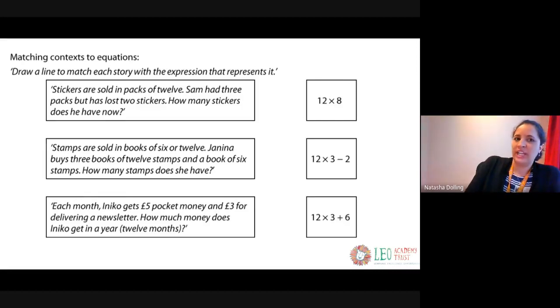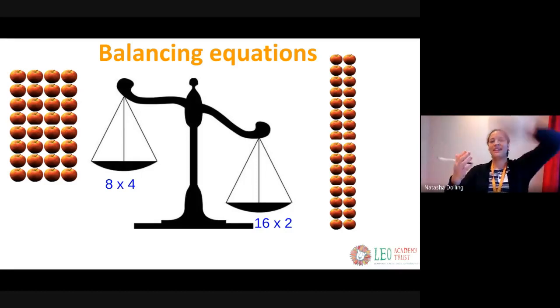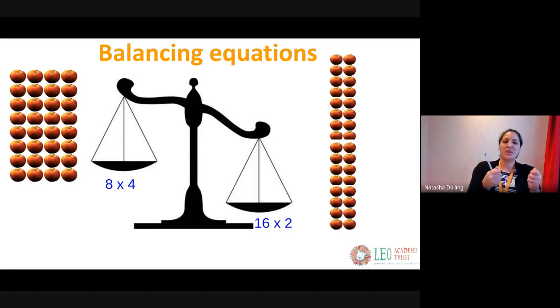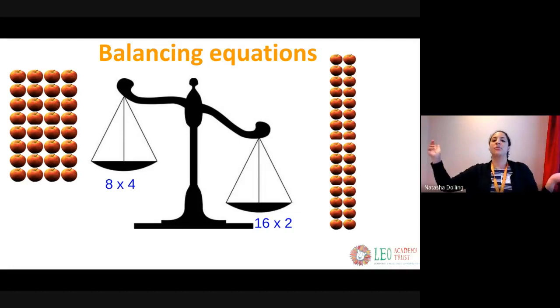I now want to look at balancing equations. And if we were all in a room together, which unfortunately we're not, I would be making this array out of cubes. So I show you 8 times 4, and essentially I would break it in the middle and put one set of cubes or apples or whatever on top of each other to show that 8 times 4 is equivalent to 16 times 2.